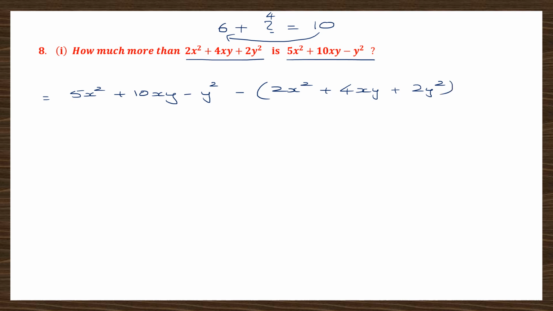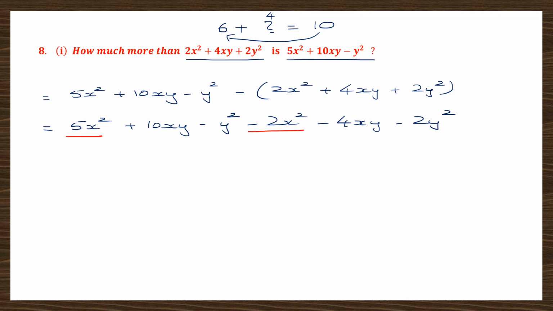Now we're going to remove the brackets. 5x square plus 10xy minus y square. Now when you open the brackets, change all the signs inside because we have a minus sign before the bracket. Minus 2x square minus 4xy minus 2y square. Now let's take the like terms. Here we have a 5x square and here we have a minus 2x square. So let's write that, 5x square minus 2x square.